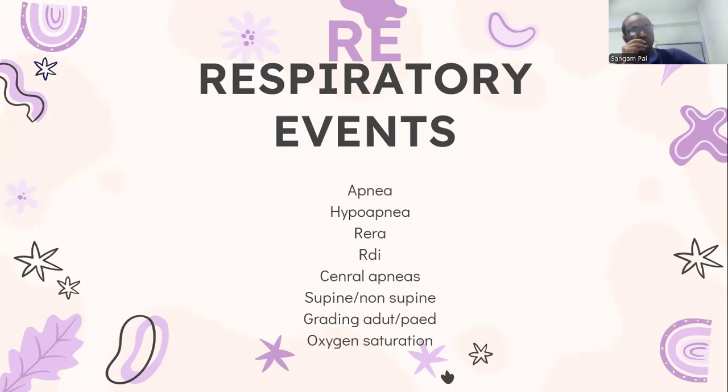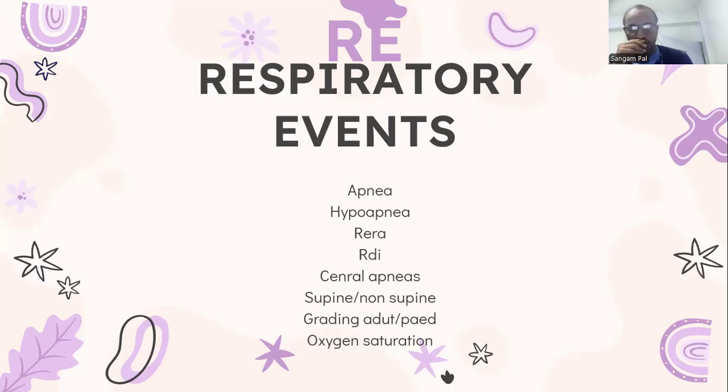So also in respiratory events, we see the oxygen saturation. We also see the lowest oxygen saturation, and for what time this lowest oxygen saturation was there. We can see what time the patient had more than 95% saturation, what time the patient had 90 to 95%, what time 85 to 90%, what time 80 to 85%, and how much time the patient had less than 80% saturation. So this will show us the urgency of treatment that the patient requires.